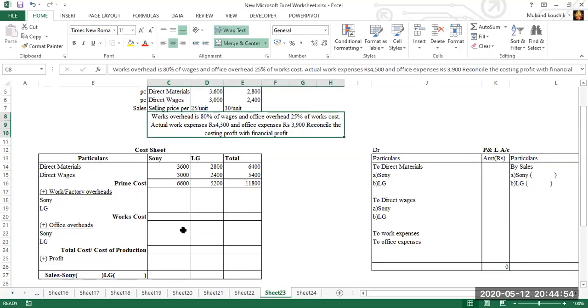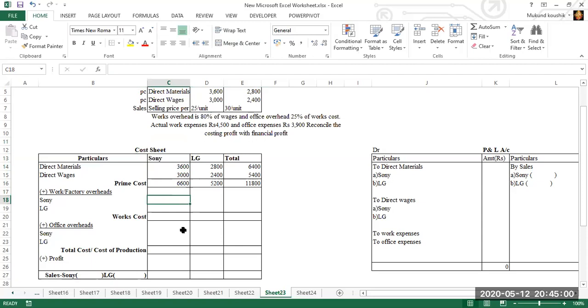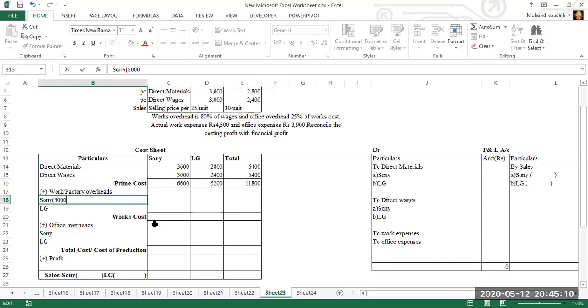They have given here for preparing cost accounting, work overheads is 80% of wages. So work overheads will be 80% of wages. So for Sony, it will be how much? What is the work overhead? What is the wages? Yes, for Sony it is 3000 rupees. So they are saying work overheads will be 3000 into, that means 80% of your wages. So they have given here below, look here carefully. Work overhead is 80% of wages and office overhead is 25% of work cost.